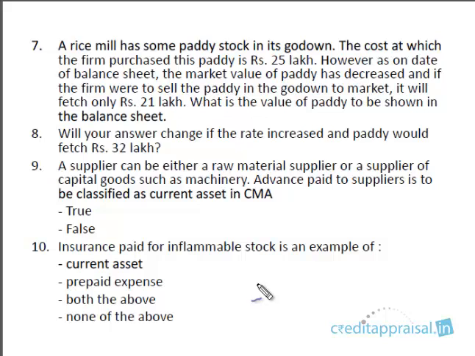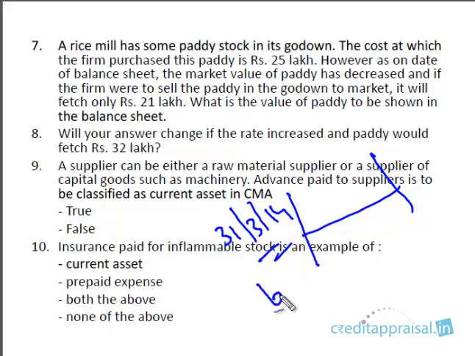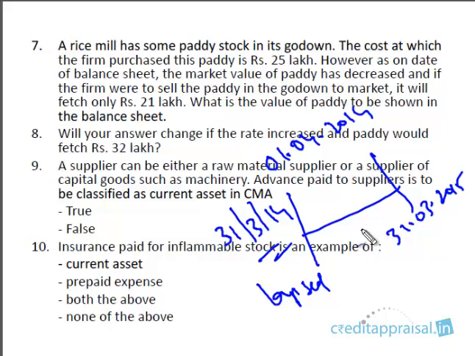The next question is, insurance paid for inflammable stock is an example of: current asset, prepaid expense, both of the above, none of the above. Insurance paid, we already discussed, right? Let us say the insurance policy has lapsed as on 31/3/2014. It has lapsed, so now you have to renew the policy. Now you have renewed the policy, and from 1/4/2014 to 31/3/2015, the policy is valid. If something happens during this period, you're going to be reimbursed for whatever loss you incur.